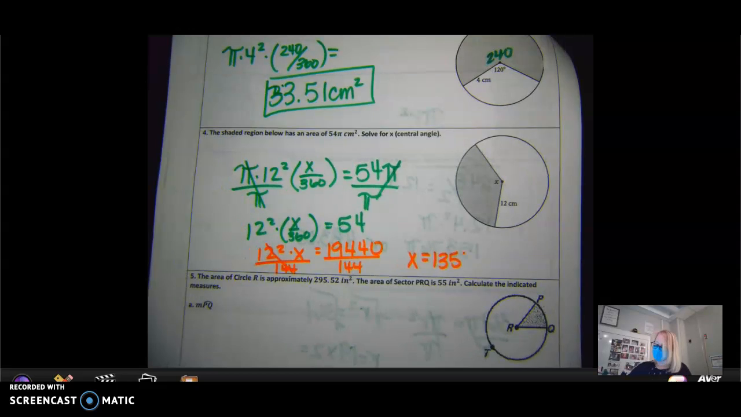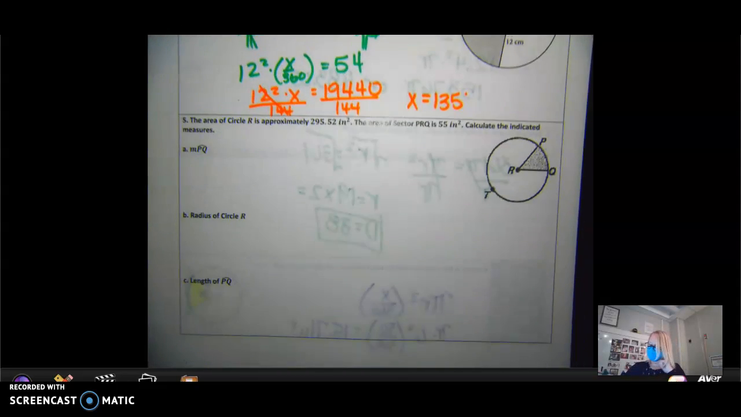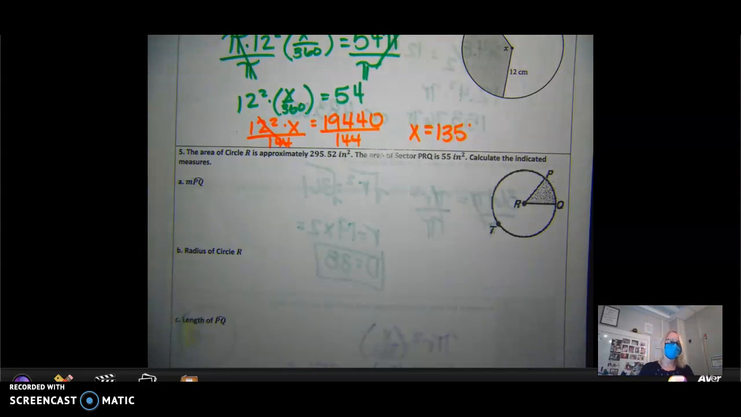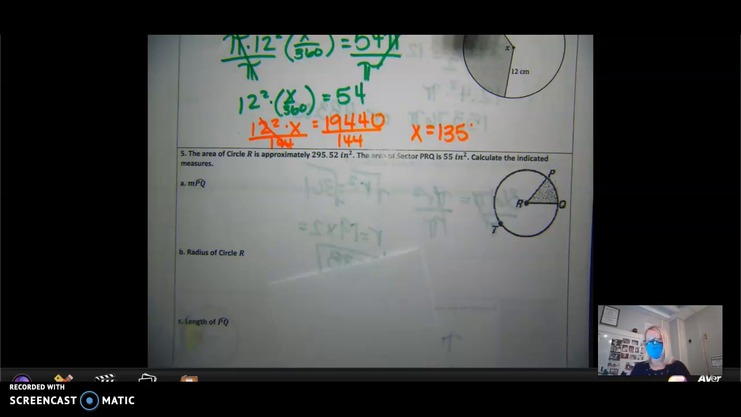Okay, I want you to try 5, A, B, and C on your own real quick. All of us who are confused on where to go here, we can kind of get a placement. First question is the measure of P to Q. They're actually asking for this angle measure when they say it like that. Okay.